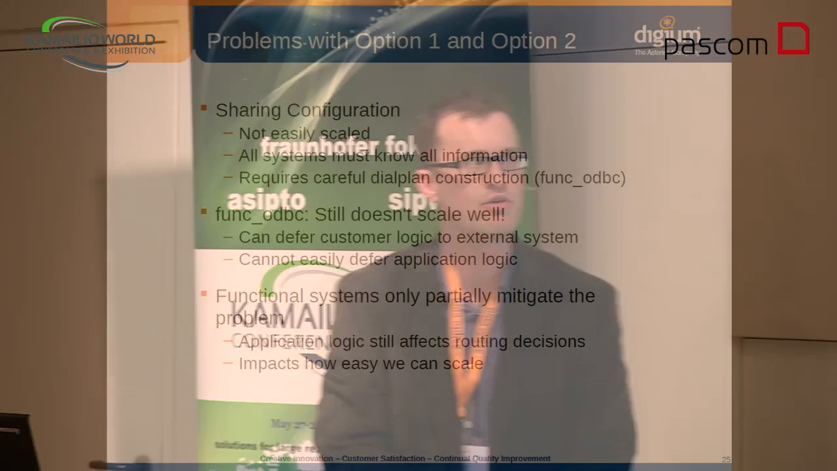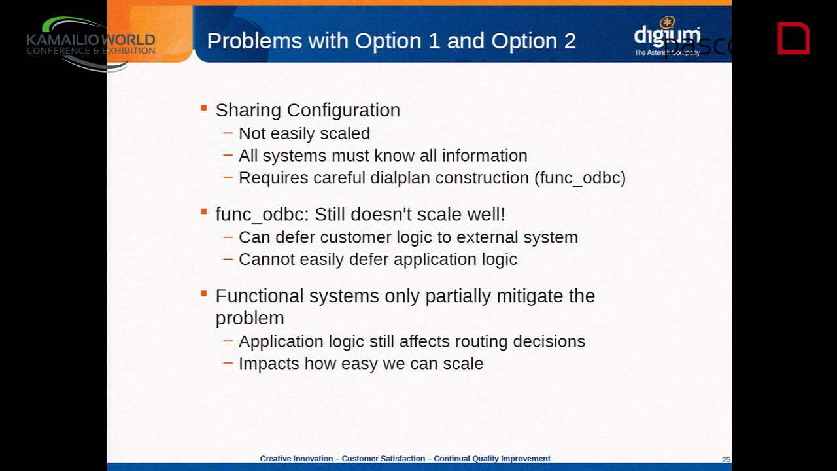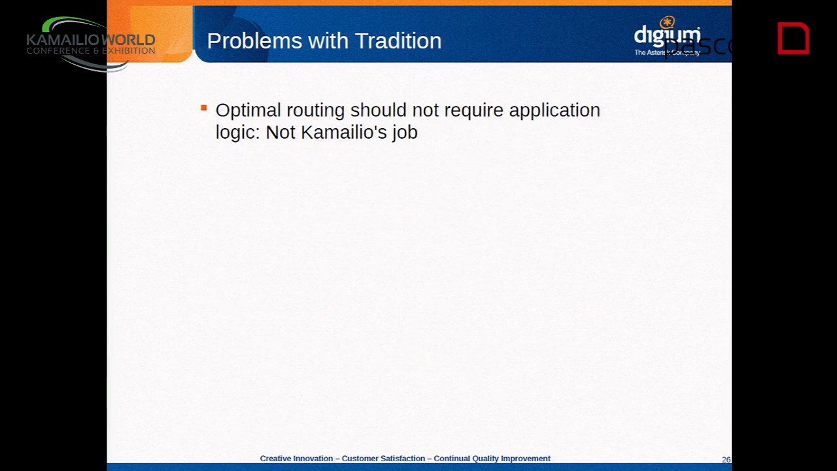So having the granularity of functional systems only partially mitigates this problem. We still, at times, want application logic to have some impact on the routing. The problem is we don't know what we want until after it's already been routed by Kamailio. What's more, that's really not what you want Kamailio to be doing. Application logic is not Kamailio's job. It's going to slow it down, and that's not what we want. We want it to process tens of thousands of SIP calls. And so trying to put this stuff at that layer isn't going to make our life any better.